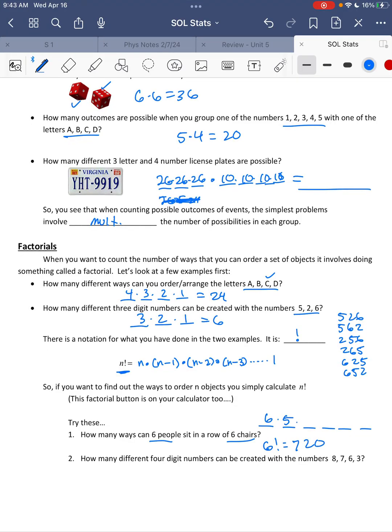Okay. All right, how many different 4-digit numbers can you create with these? That one's going to be 4 factorial. We did that earlier up here. It's 24. 24 different codes or whatever you could do.